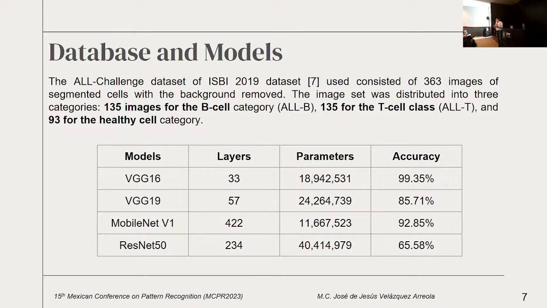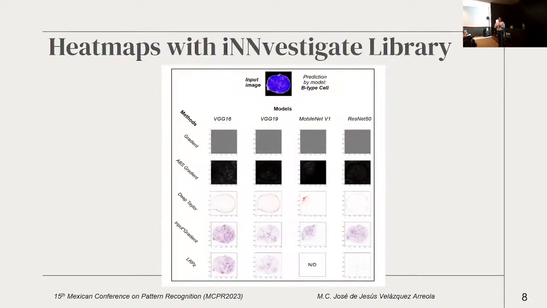Remember, for this work it is not important to improve the accuracy because we want to evaluate heat maps by experts. So we apply this library with these models, using different methods to make the heat maps. We obtain results like this, and we use the last 3 methods for evaluation because for us they afford more important information about the cells.